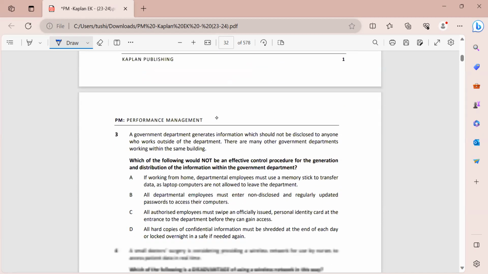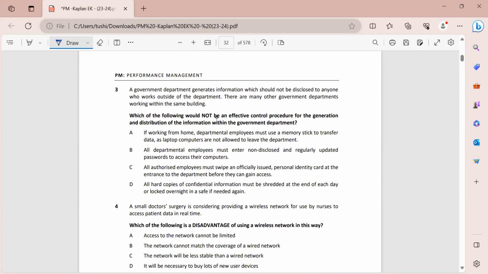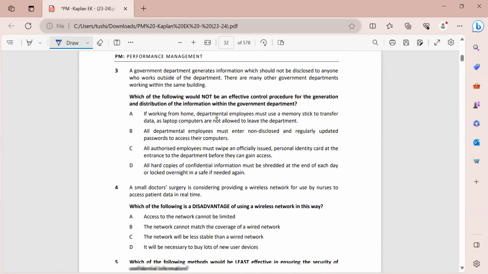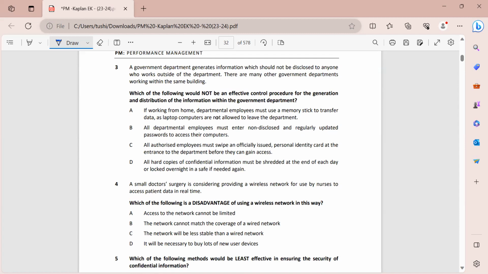Moving on to the third one, a government department generates information which should not be disclosed to anyone who works outside of the department. There are many other governmental departments working within the same building. Which of the following would not be an effective control procedure for the generation and distribution of the information within the government department? Let's see: if working from home, departmental employees must use a memory stick to transfer data as laptop computers are not allowed to leave the department. Now, if they are using this memory stick, the purpose itself gets defeated. This will not be effective.